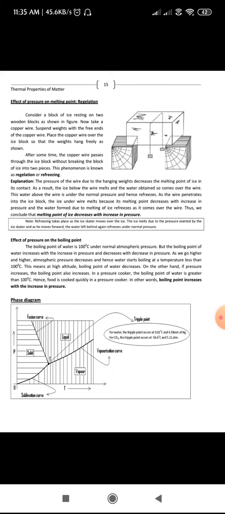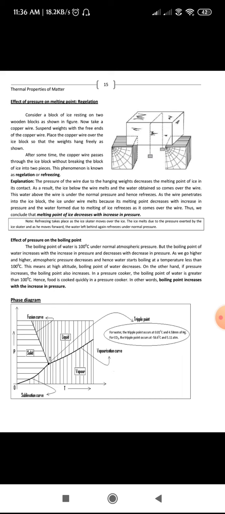Okay, so see here, we have taken an ice block, which is placed on a wooden block. Next, we have taken a copper wire where the two ends of the copper wire have been suspended with a weight. It is attached with the weight. So we are placing that copper wire on the block, so that the two ends of the copper wire are freely suspended. Since we have connected the weights to the two ends of the copper wire, what happens? The copper wire exerts pressure. The pressure is more on that ice block.